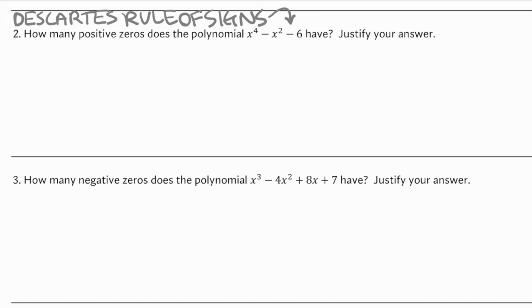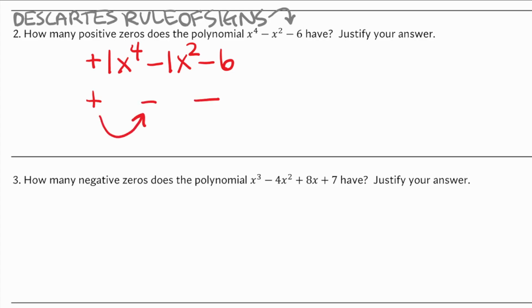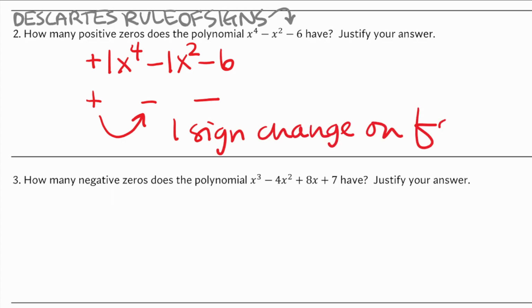Justify my answer. Okay, well, I've got to count the sign changes. I'm going to be really explicit with this first one. I've got positive 1 x to the 4 minus 1 x to the 2 minus 6. Okay? And I went from positive to negative to negative, and that's one sign change on f of x, right?